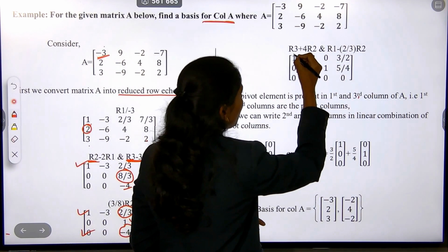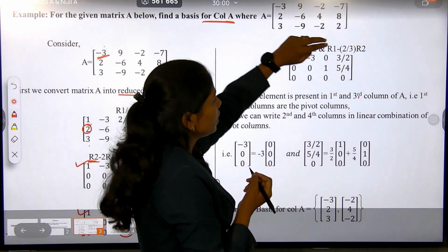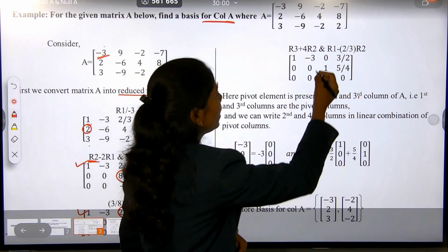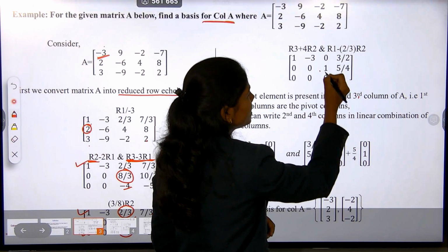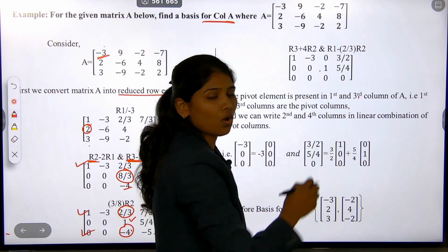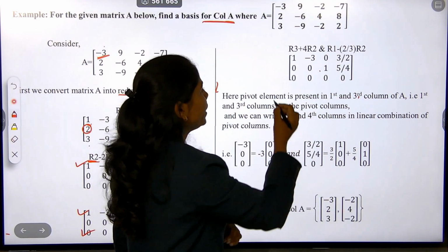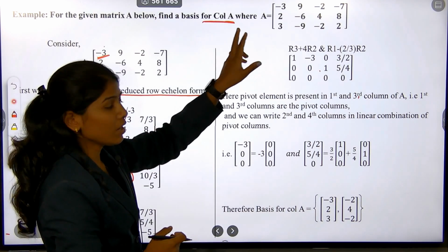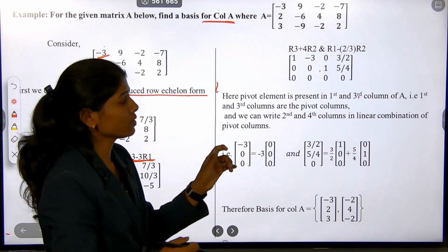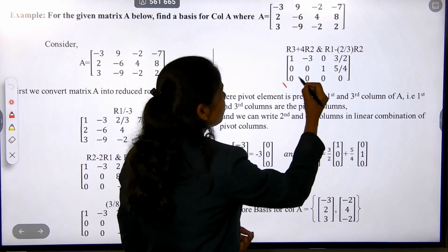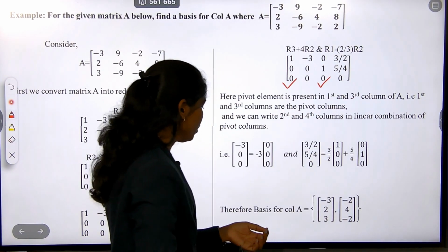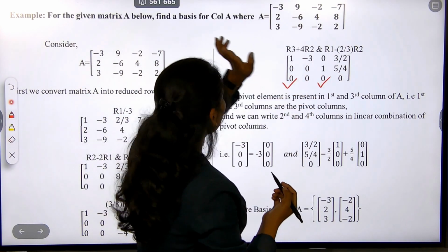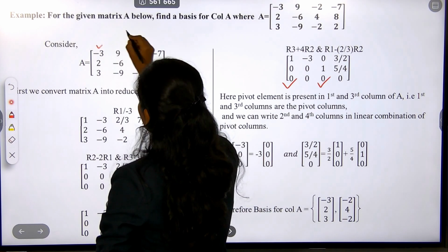Look here, the pivot element is present, and other than the pivot elements, all elements of that column are 0, and here also a pivot element is present, and other than the pivot elements, all elements are 0. So it is in reduced row echelon form. For column space of A, we have to focus on pivot columns. Here the pivot columns are the first and third column. Therefore, a basis for column space of A is the first and third column of the original matrix A.